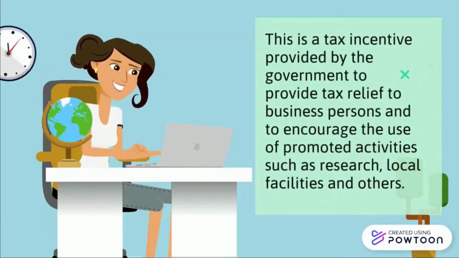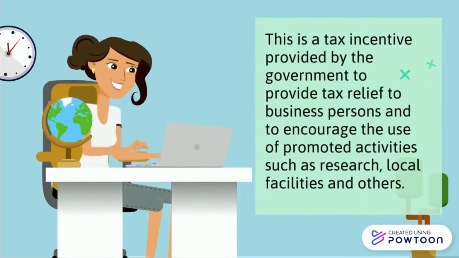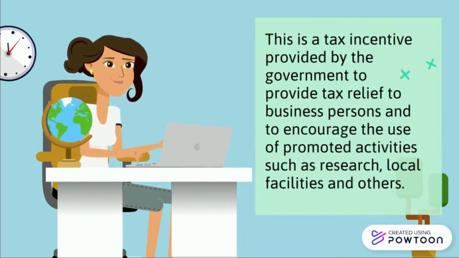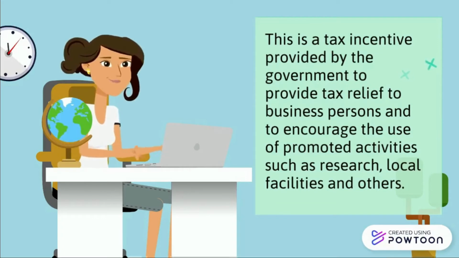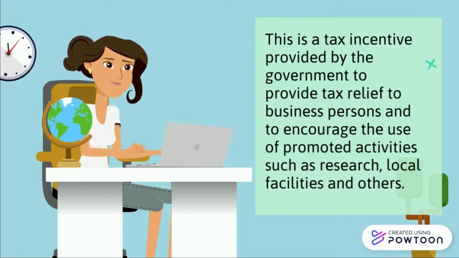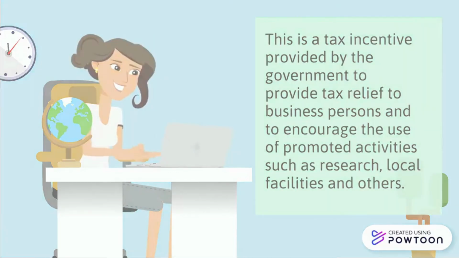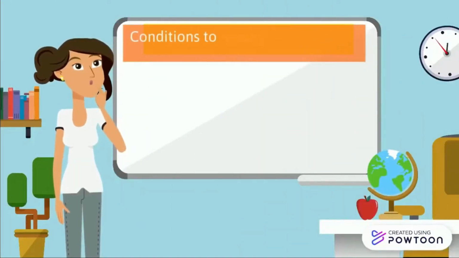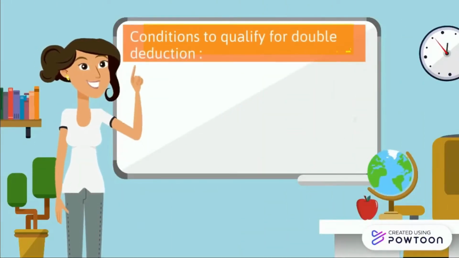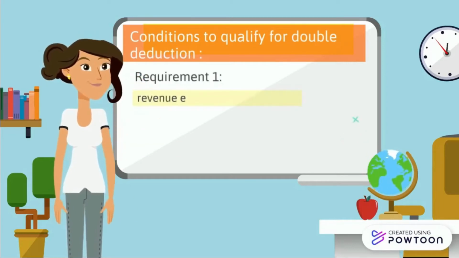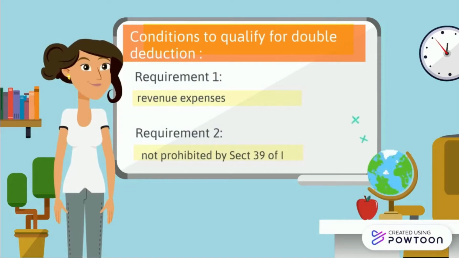This is a tax incentive provided by the government to give tax relief to business persons and to encourage the use of promoted activities such as research, local facilities, and others. To qualify for double deduction, firstly, such expenses must be revenue expenses, and secondly, the expenses must not be prohibited by Section 39 of the Income Tax Act.